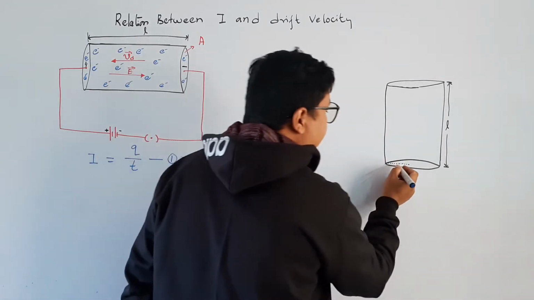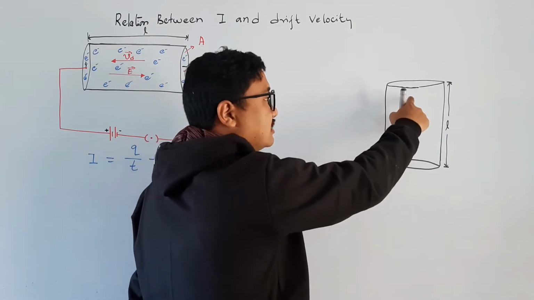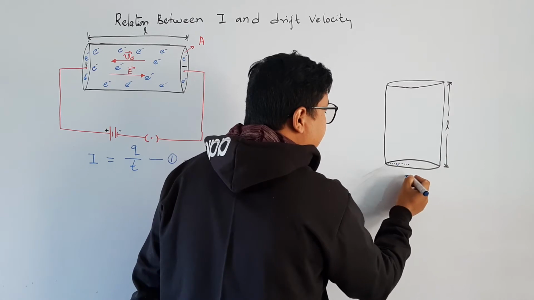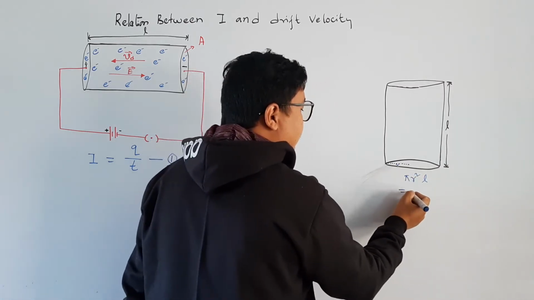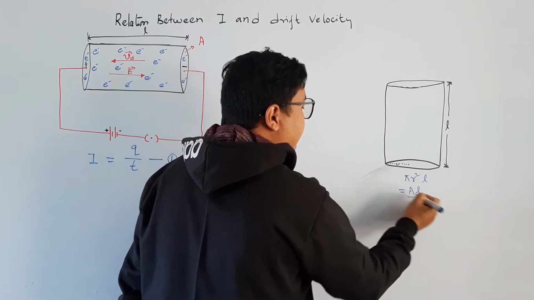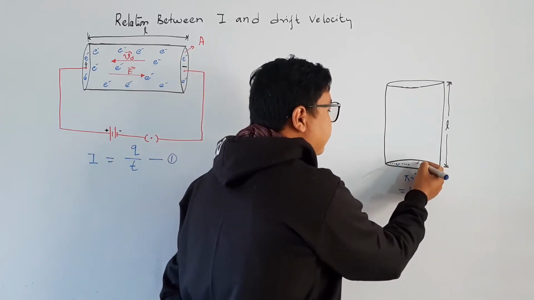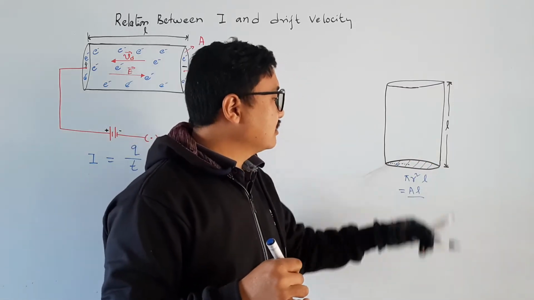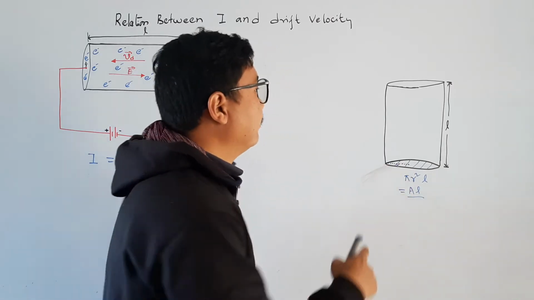This is my radius R. What is the volume of this cylinder? The volume of this cylinder would be pi R square into L, and this can also be written as A into L. Why A into L? Because pi R square is the area of this base circle. Therefore, I can always write A into L as the volume of this cylinder.